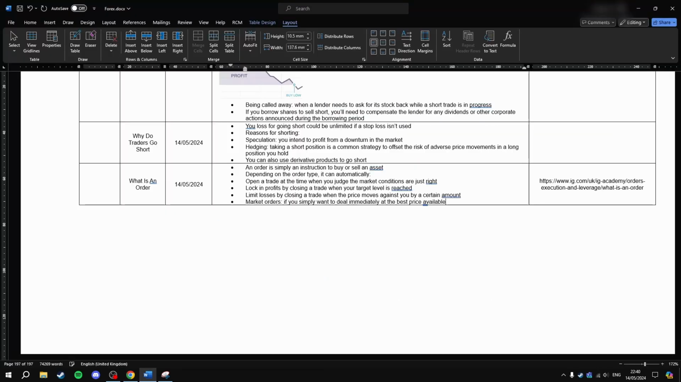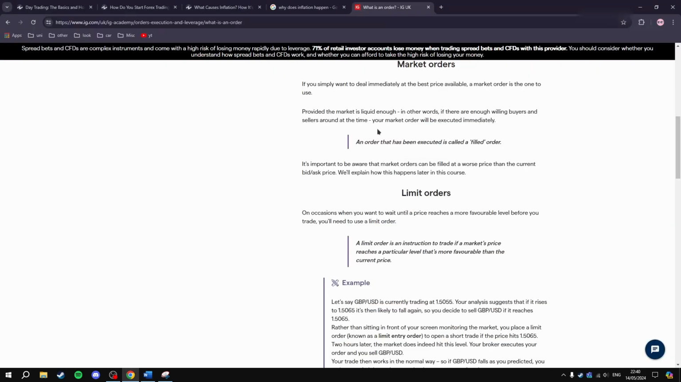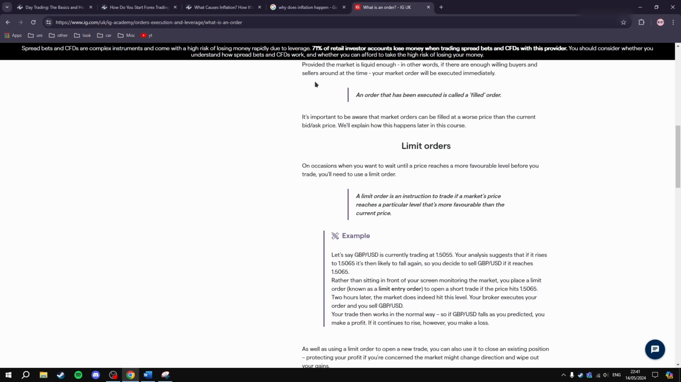If you simply want to deal immediately at the best price available, provided the market is liquid enough. In other words, if there are enough willing buyers and sellers around at the time, your market order will be executed immediately. An order that's been executed is called a filled order.